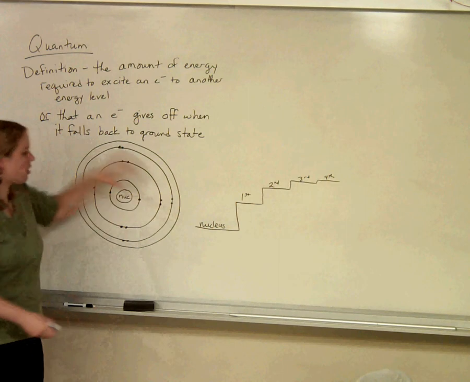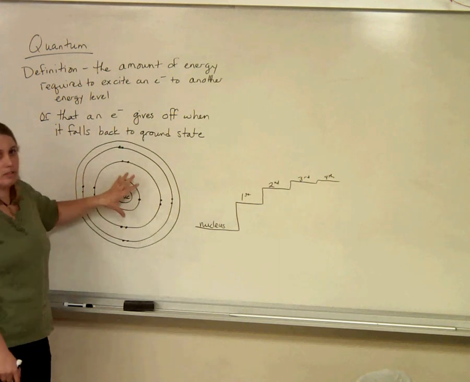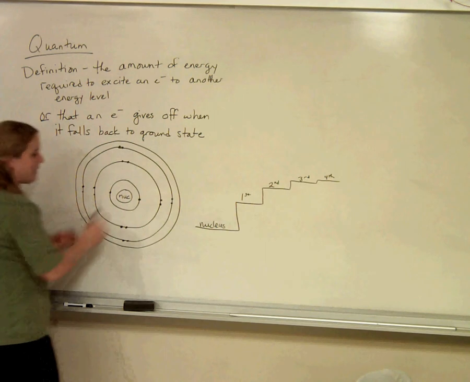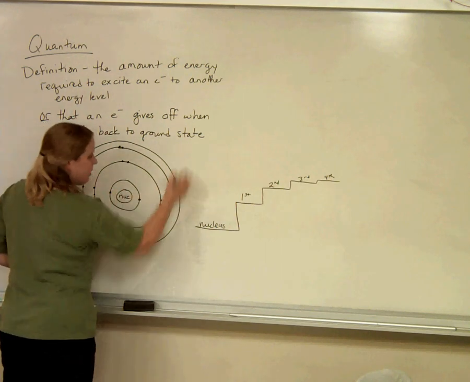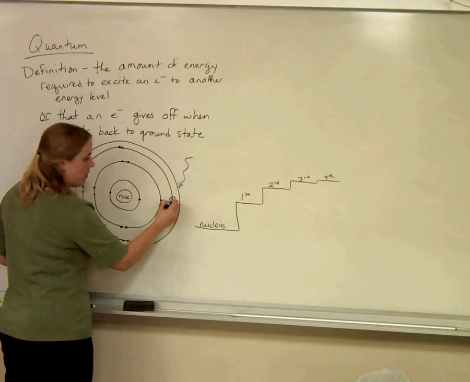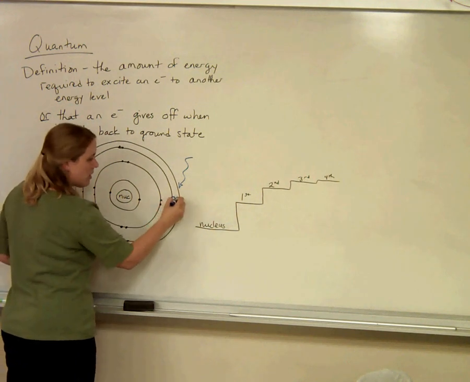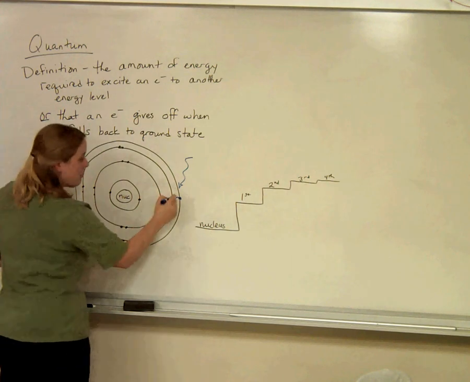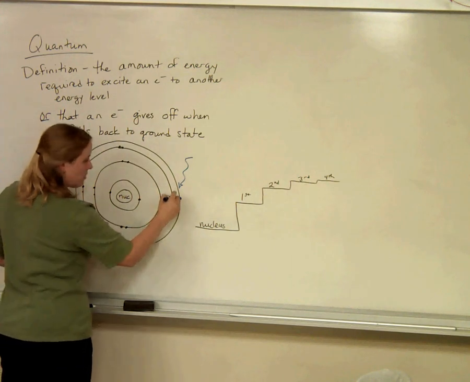Electrons start off in the lowest energy level possible. That's according to the Aufbau principle. But let's say that one electron gets hit with some energy, like some electricity comes in and hits it. That electron can be moved temporarily to the next energy level. And it takes a quantum of energy to do that. So this is a quantum right here.